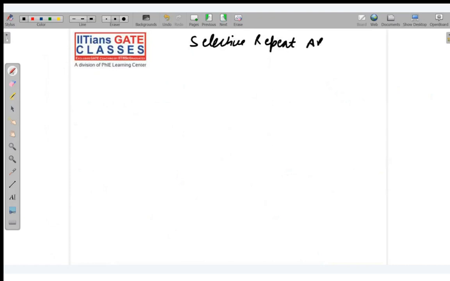Selective repeat ARQ. ARQ is automatic repeat request. So as the name suggests, selective repeat, that means only those frames will be repeated whose timer expires. Okay, so selectively we have to repeat, but in Go-Back-N what we were doing, entire window was retransmitted.